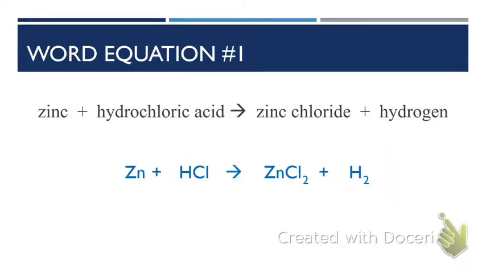And now to balance it, let me change colors real quick. I've got 1 zinc on each side, 1 H on this side, so let's put a 2 there. Gives me 2 H's and 2 Cl's, which is all that I needed. So 1, 2, 1, 1 is our reaction.